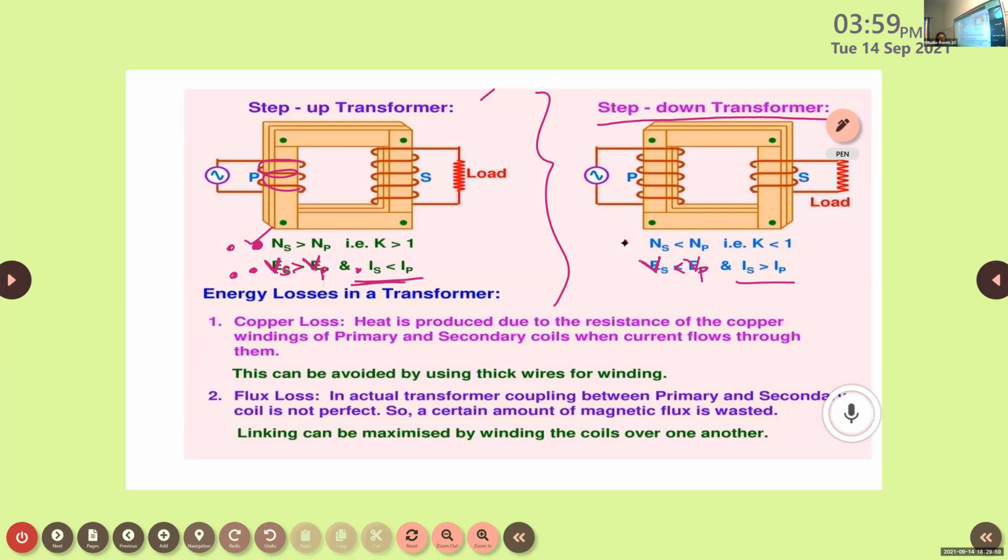Is it over? About the step up transformer and step down transformer? That's all about the step up and step down, as its name implies. Step up is used to increase the value of voltage. Step down is used to decrease the value of voltage.